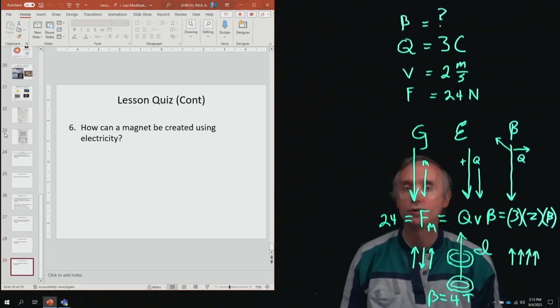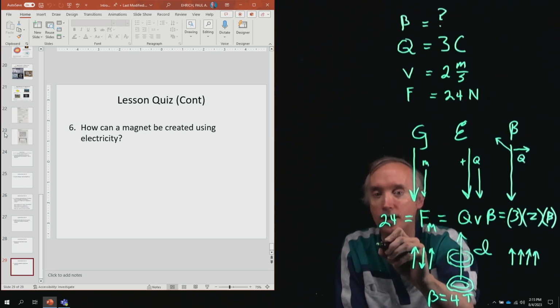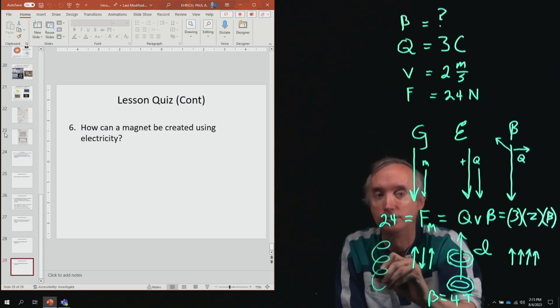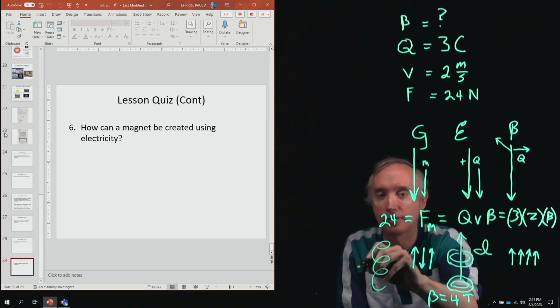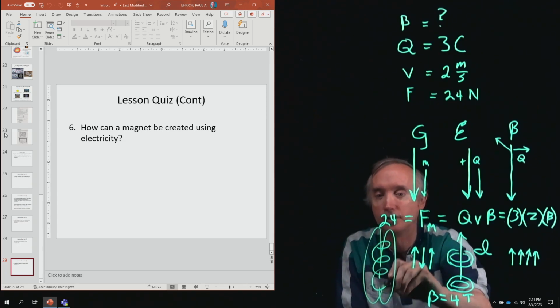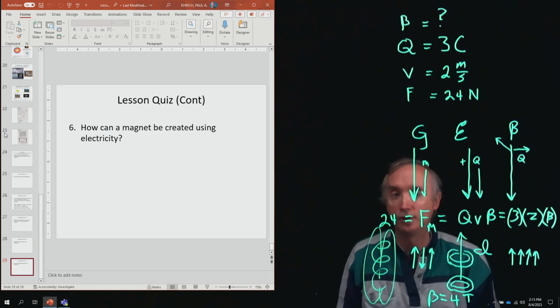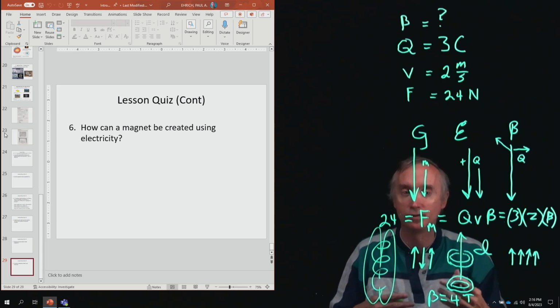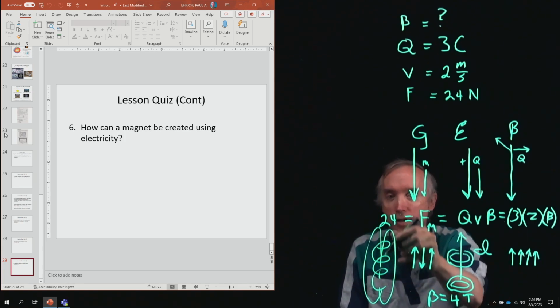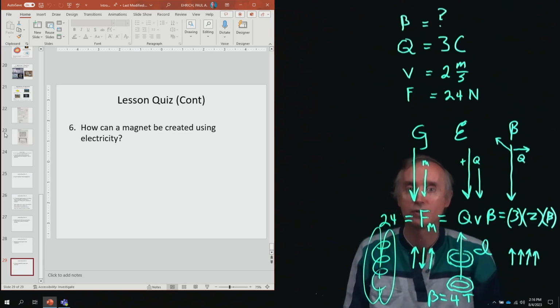How can a magnet be created by using electricity? All right, so that was an electromagnet. The best way to make an electromagnet is to take your wire and bend it into a coil and then attach it to a battery, so then it creates a magnetic field. Now you can just do it with a straight wire, but the magnetic field that's created is not going to be as strong. So by turning it into a coil, it concentrates the magnetic field. So that's the best way to make an electromagnet.